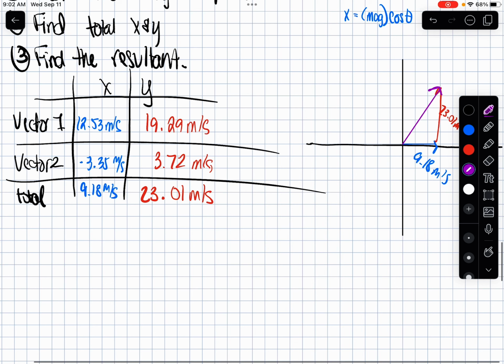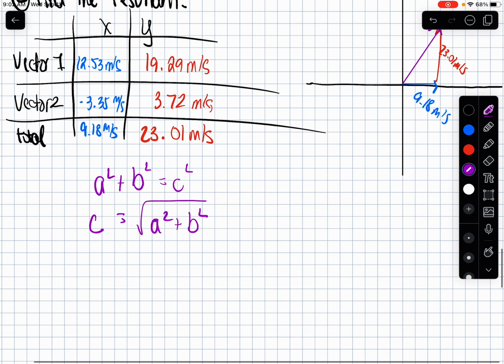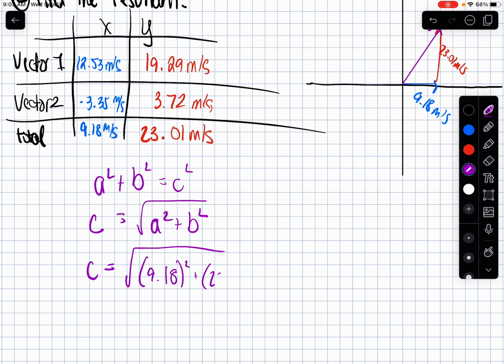Now we need to find a value for this resultant. And here's what we're going to do. We're going to use the Pythagorean theorem. A squared plus b squared equals c squared, where c is what we're looking for. So we're looking for the square root of a squared plus b squared. So c equals the square root of 9.18 squared plus 23.01 squared. Get that number. You should get 24.77 meters per second.